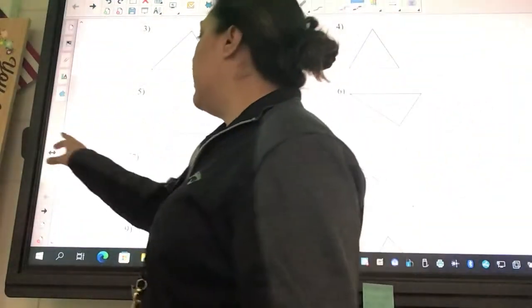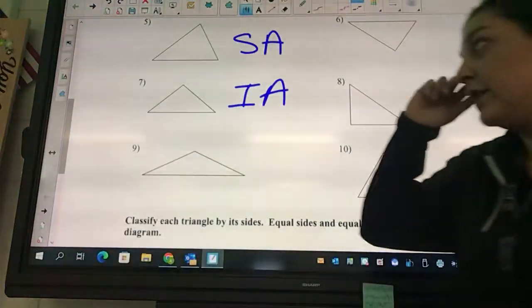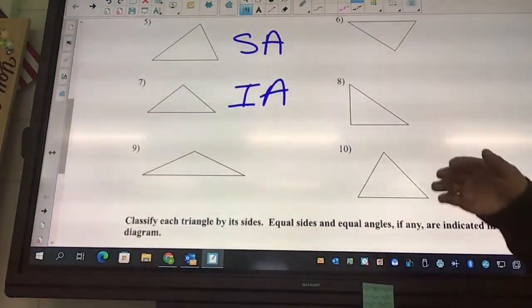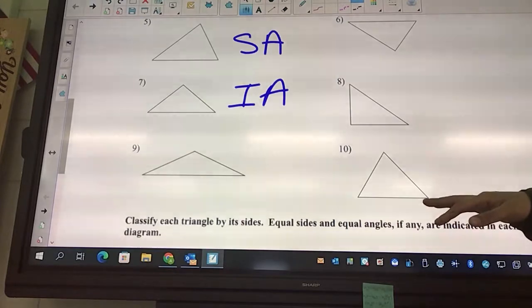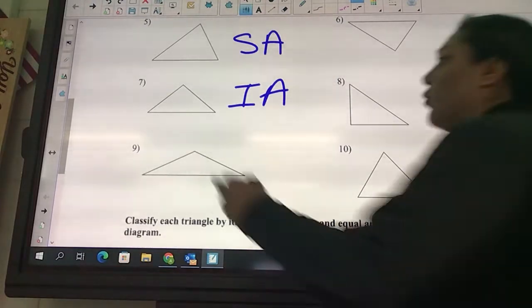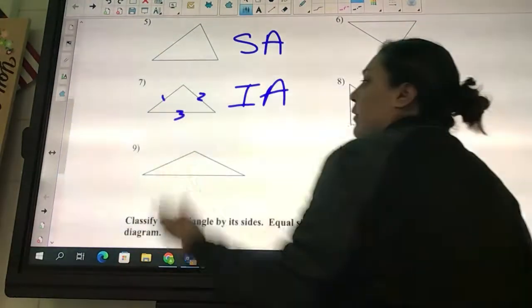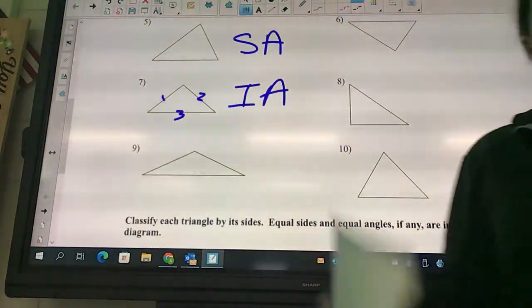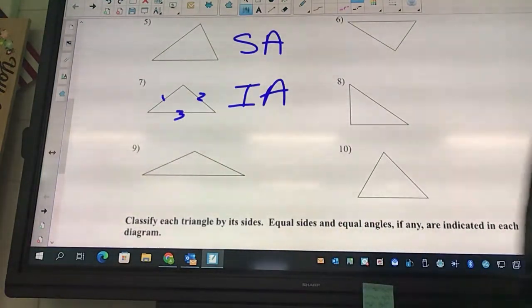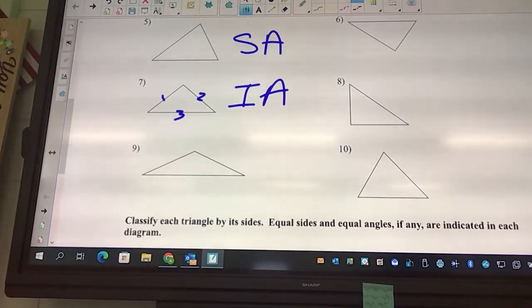Which part of it looks different than the other two? Which side? The right side. We got side 1, 2, and 3. I'm looking at the 2. I think 3 looks like not the same length as 1 and 2. Okay. Look at number 9.